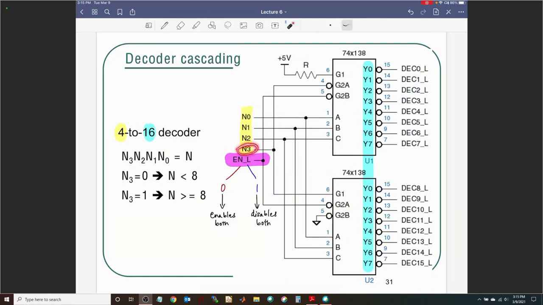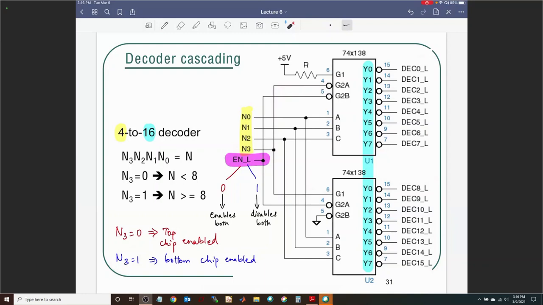Next, let us take a look at N3. N3 is controlling the active low enable of the top chip, and N3 is controlling the active high enable of the bottom chip. So let's talk about that next. When N3 is 0, what would happen? The top chip would be enabled. Can I say that? And then when N3 is 1, the bottom chip is enabled. So when N3 is 0, you get outputs for the first 8 cases. And when N3 is 1, you get your outputs for the last 8 cases.